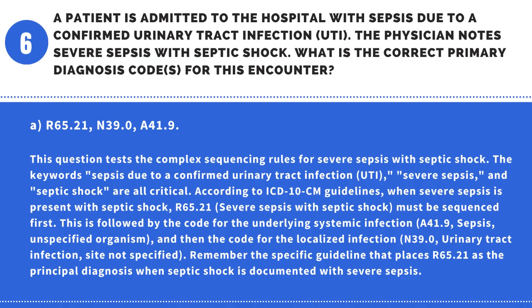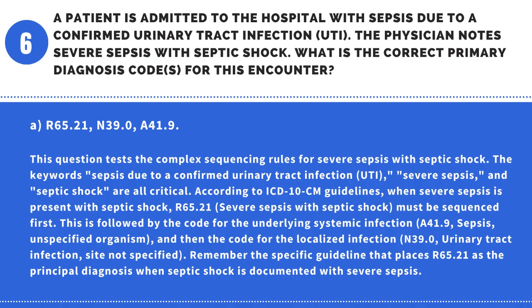A41.9. This question tests the complex sequencing rules for severe sepsis with septic shock. The keywords sepsis due to a confirmed urinary tract infection, UTI, severe sepsis, and septic shock are all critical. According to ICD-10-CM Guidelines, when severe sepsis is present with septic shock, R65.21, severe sepsis with septic shock, must be sequenced first.